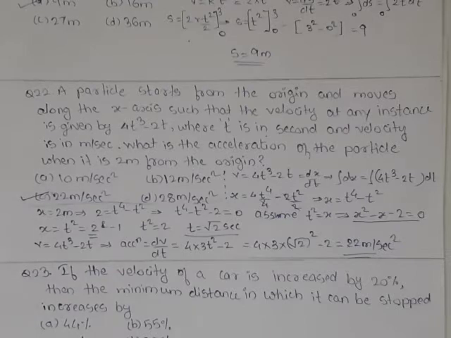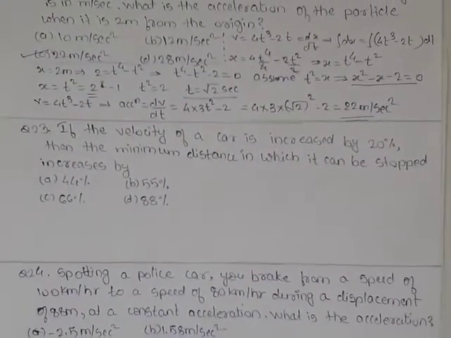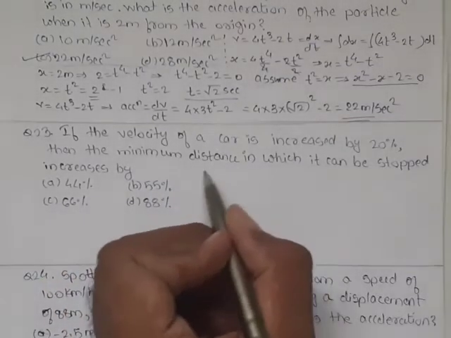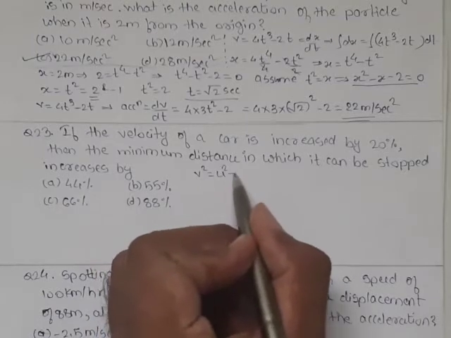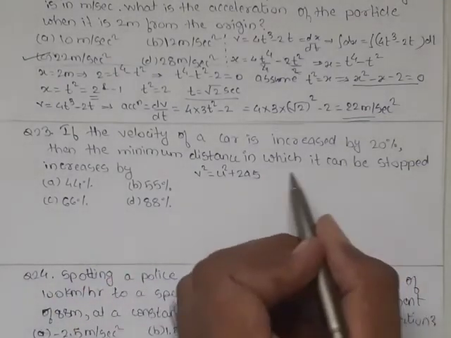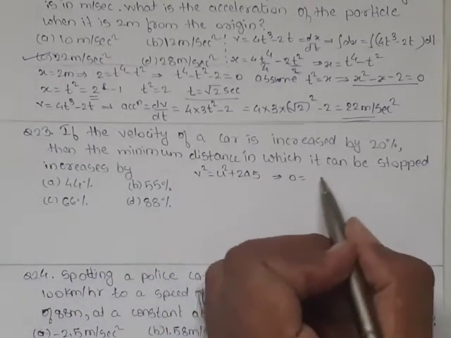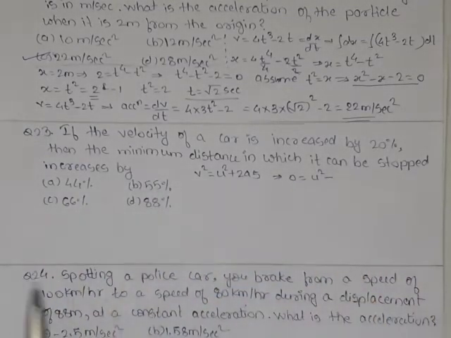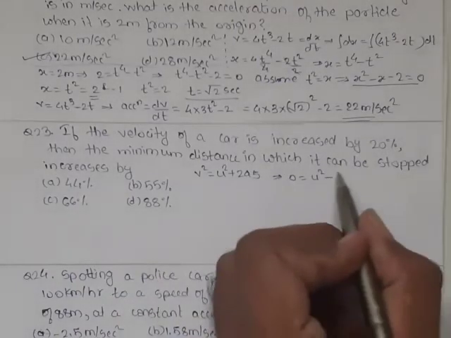Now we'll see question 23. If the velocity of a car is increased by 20%, the minimum distance in which it has to be stopped increases by. Means finally the car is going to come to rest, means final velocity will be 0. So here we'll use the kinematical equation v square equal to u square plus 2as. So initially, we are assuming the final velocity is coming to be 0, is equal to u square. Again here, this car finally comes to rest, means acceleration a has to be taken negative.